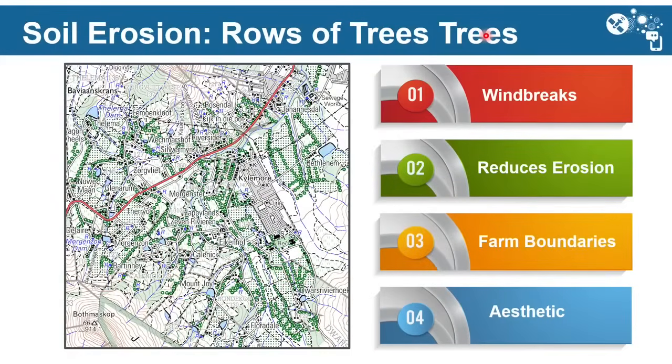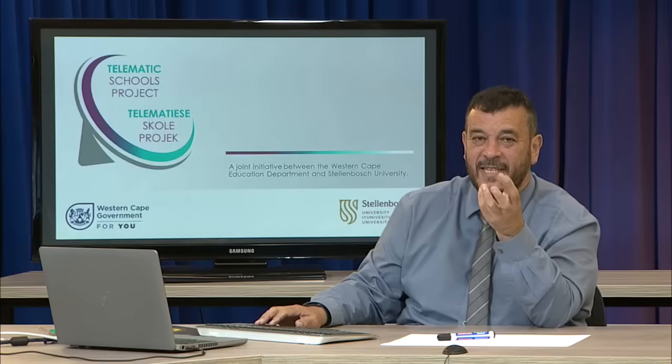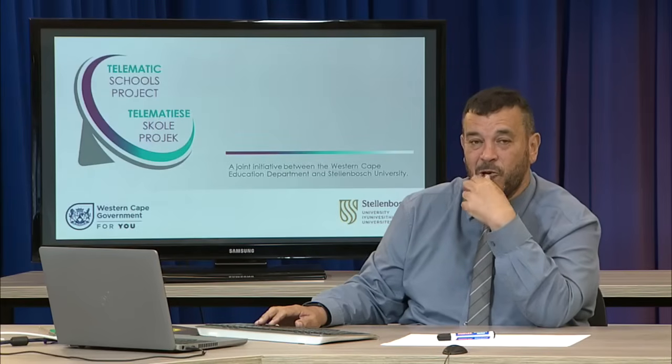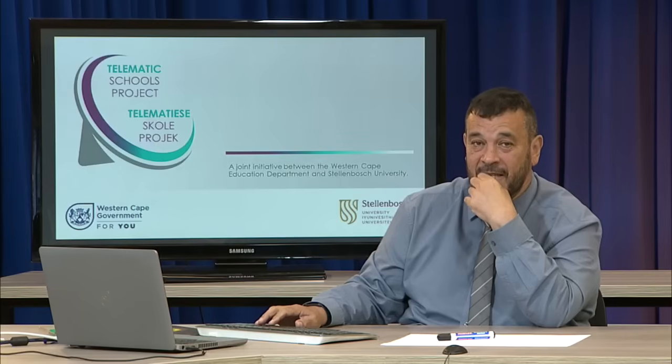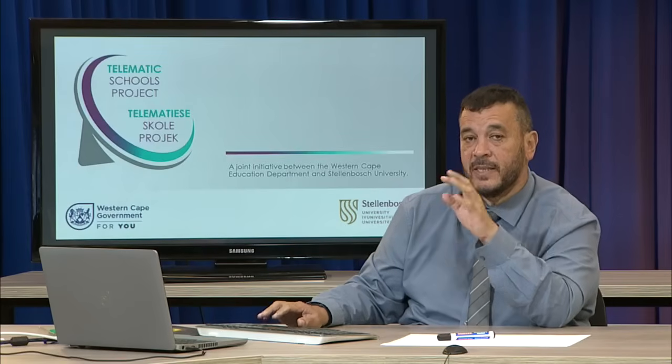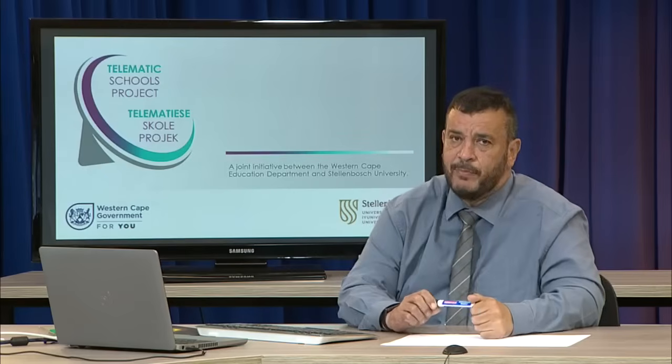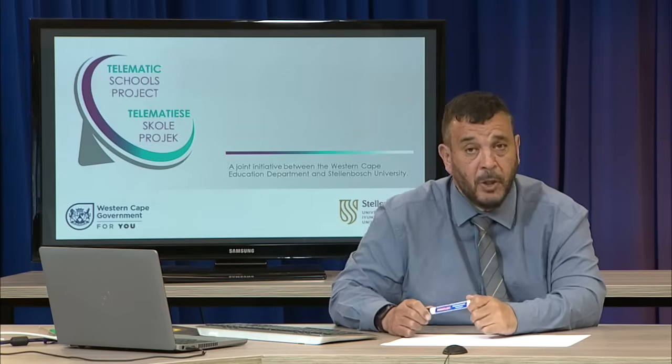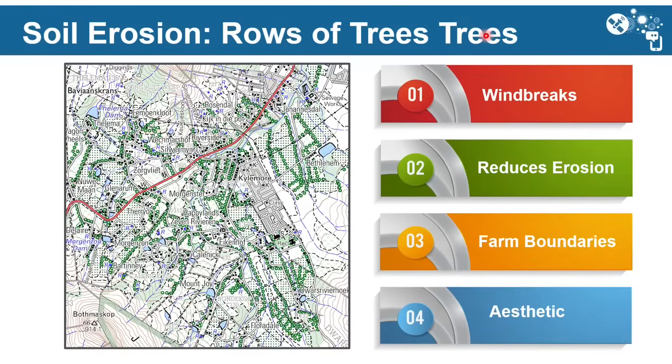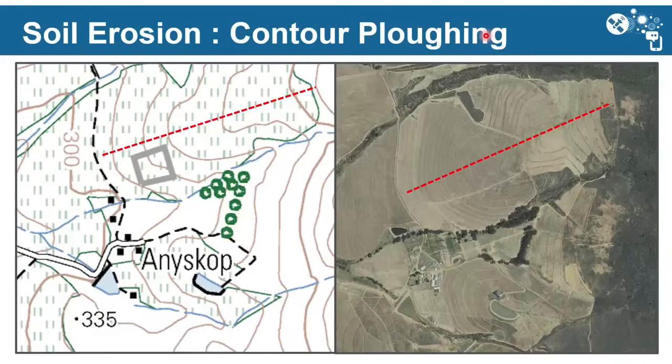And then the last one is the aesthetic value. In other words, the minute you see the word aesthetic, you think about the visual component, how pretty or how nice it looks. So the rows of trees also add an aesthetic value to an area. They make an area look much nicer than what it really is. So those are the 4 reasons why we can plant trees: to act as windbreaks, to reduce erosion, as a farm boundary to show us where one farm ends and the next one starts, and also just to make the area look a little bit more beautiful, to beautify an area.